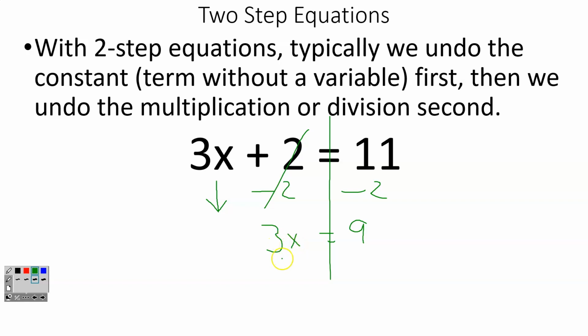The 3 and the x are squished together, so that means to multiply. So we're going to divide both sides by a 3. And that's going to give me an x equals 3 as an answer.